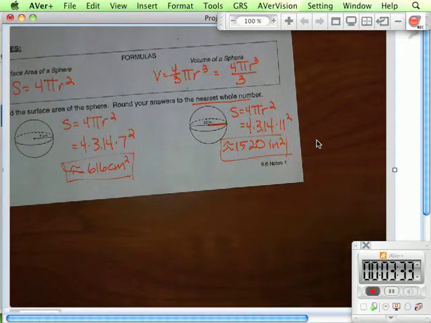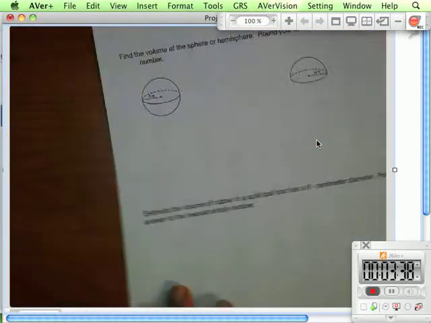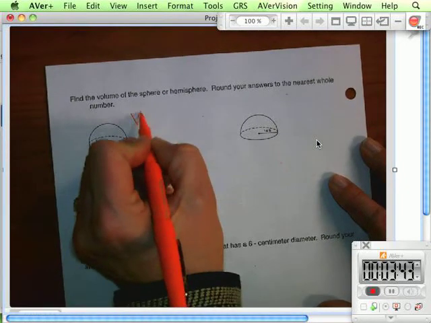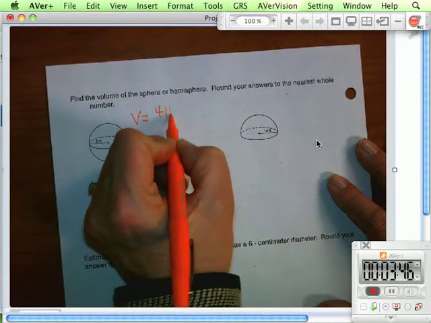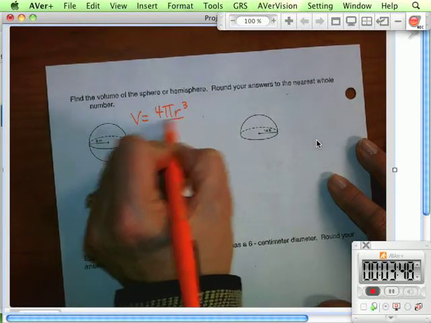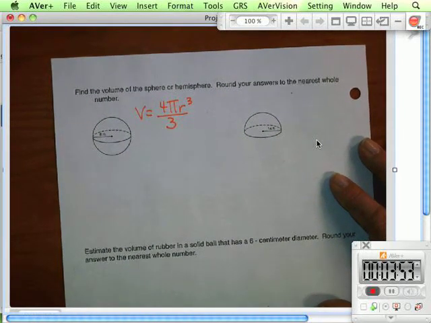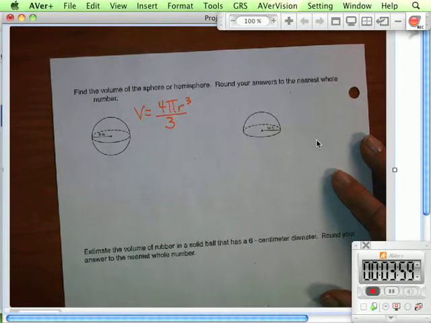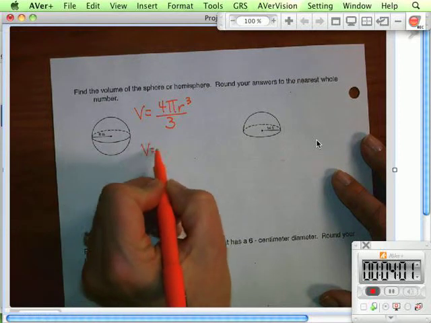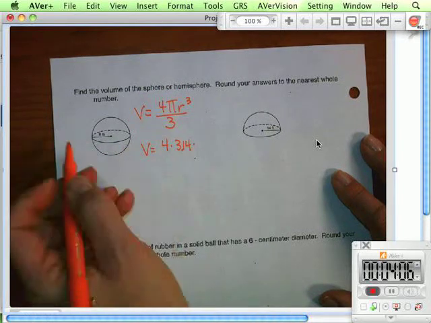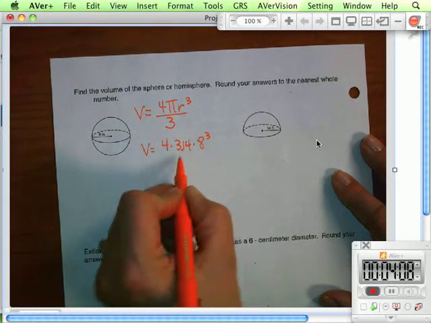Okay, turn it over. All right, find the volume of the sphere or the hemisphere. Okay, so I'm going to go to my green sheet and I'm going to write this down. Volume is this, 4 pi r cubed divided by 3. And then I just plug in what I know. Volume equals 4 times 3.14 times r cubed divided by 3.